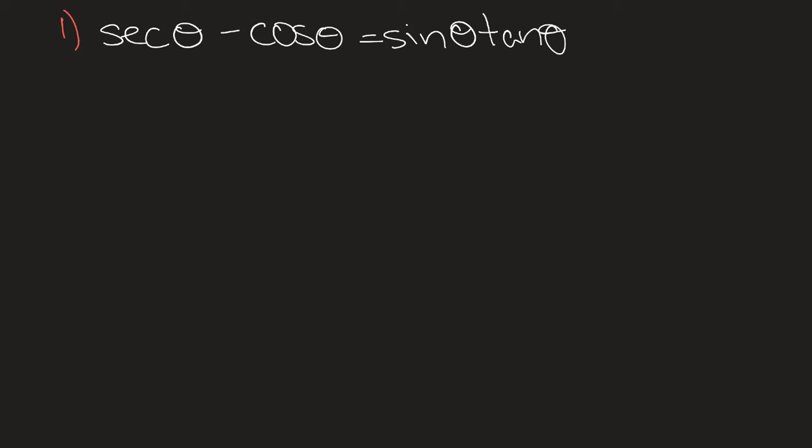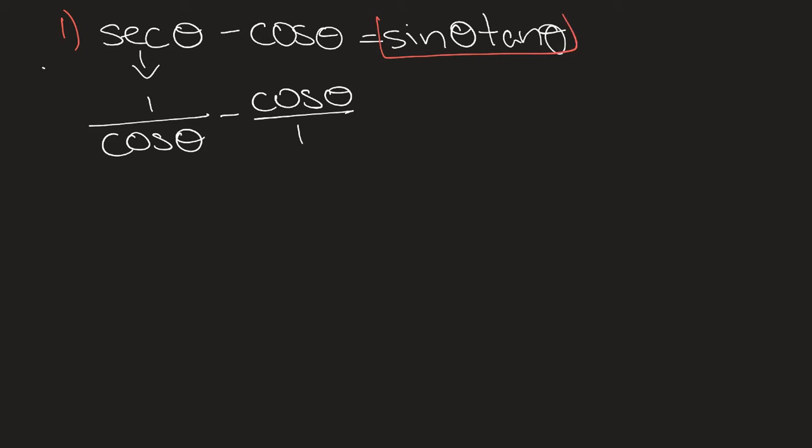Now, on this left-hand side, we see this secant, we should go ahead and turn that to 1 over cosine theta. Then we have minus a cosine theta over 1. That's truly what it is. Now, they need to have a common denominator in order to subtract. Also, if you missed it, I am working on the left-hand side, and we're going to make this our big red box. That's our goal, but we're not going to touch it.